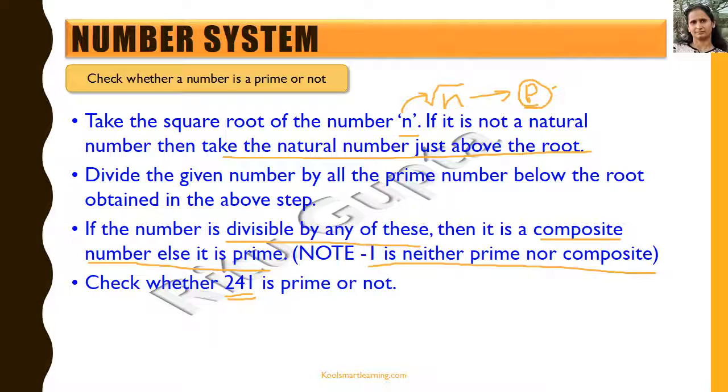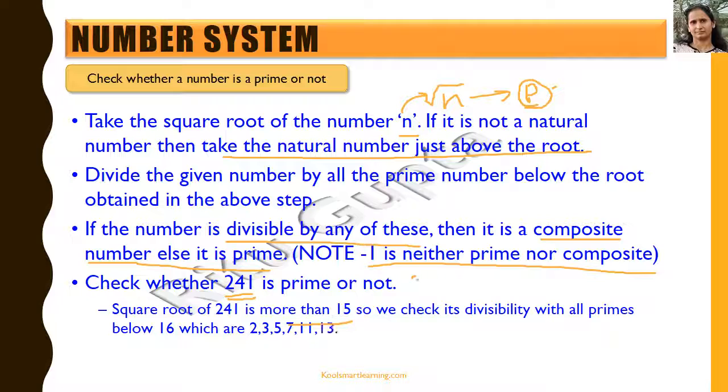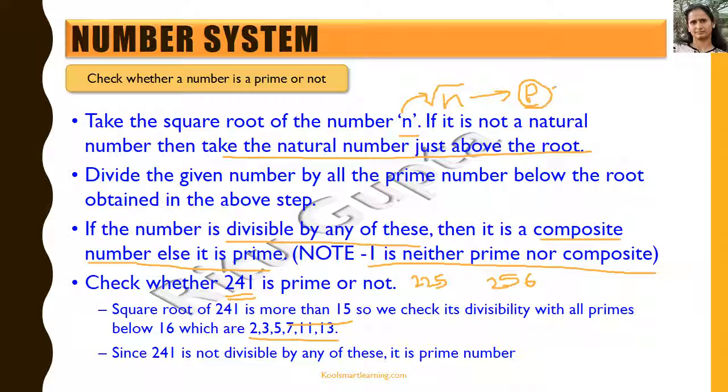So now we'll find out the square root of 241, which is just above 15. Why? Because 15 square is 225 and the square of 16 is 256. So it lies between the square of 15 and 16. So we take 16 as the number and we check the divisibility of 241 with all the primes less than 16, which are 2, 3, 5, 7, 11 and 13. Now since this number is not divisible by any of these, it is called a prime number.